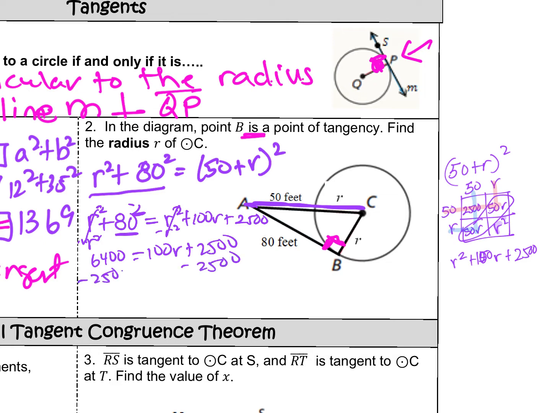So I'm going to subtract 2500, and that gives me 3900 equals 100R. Divide both sides by R. R equals 39. So I figured out my radius to be 39.